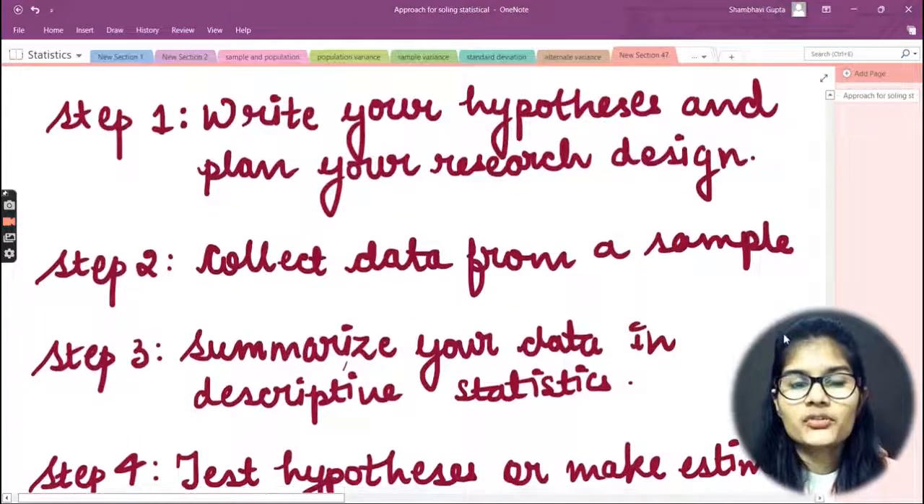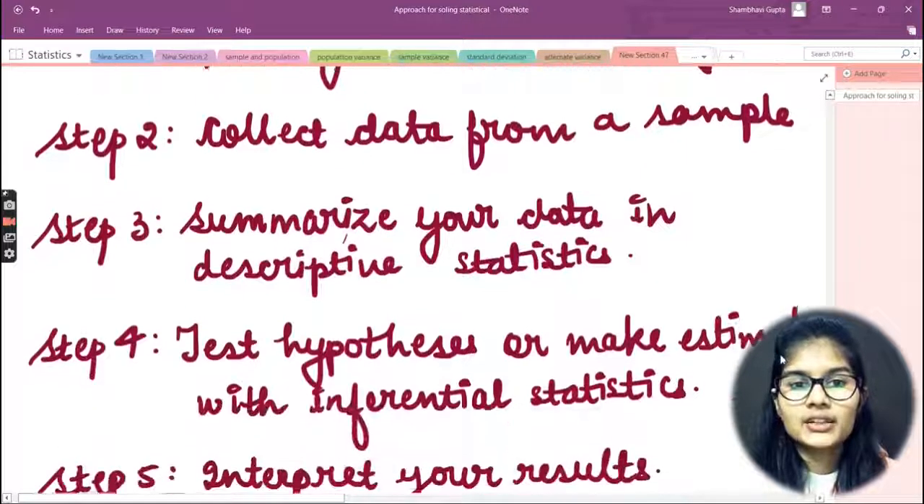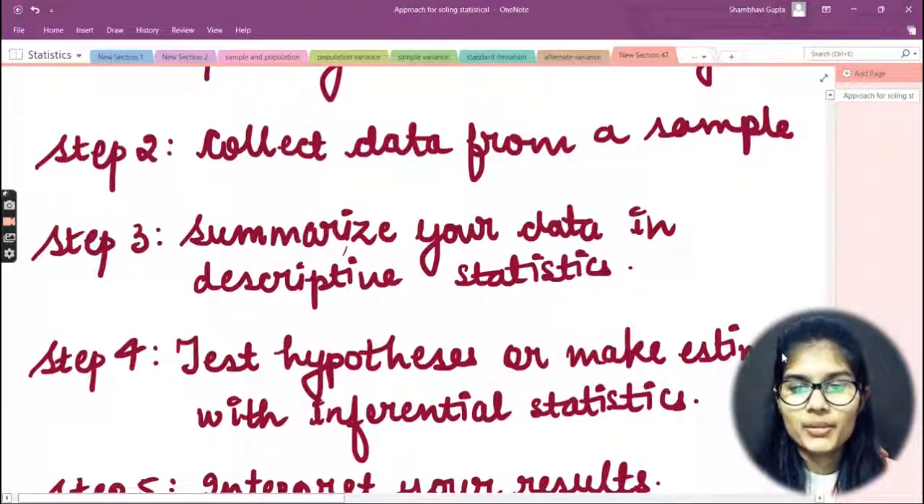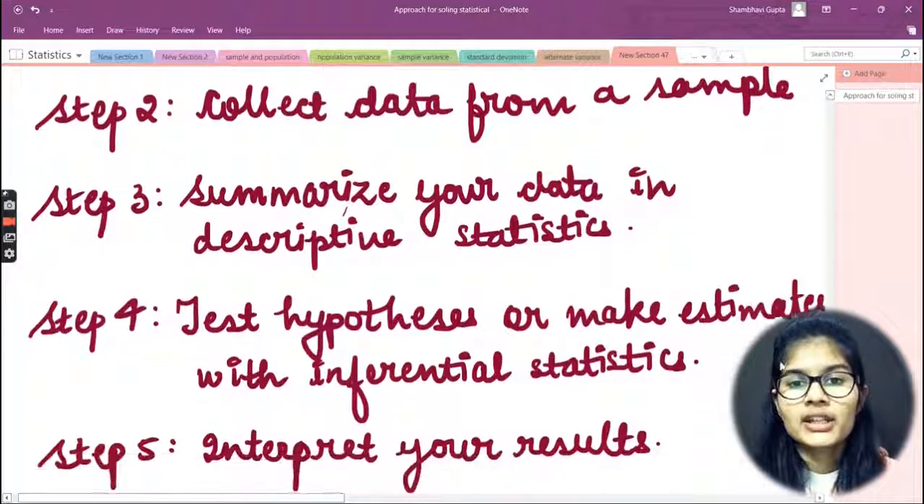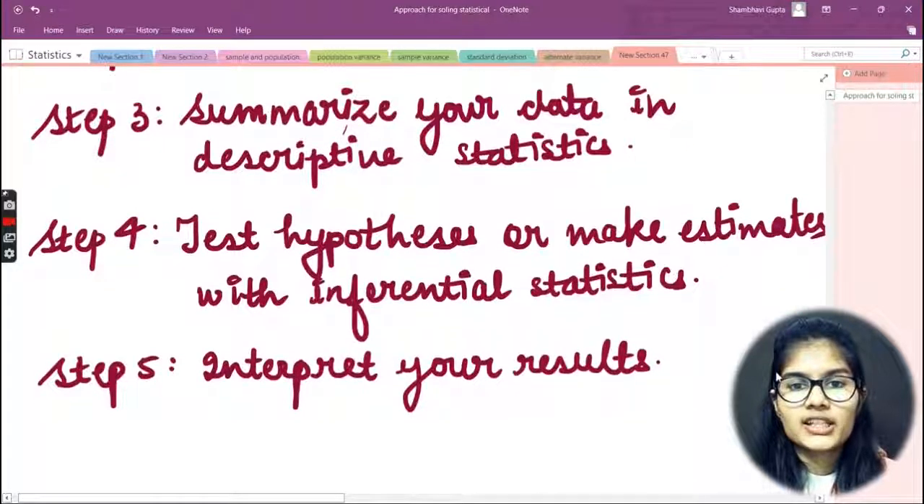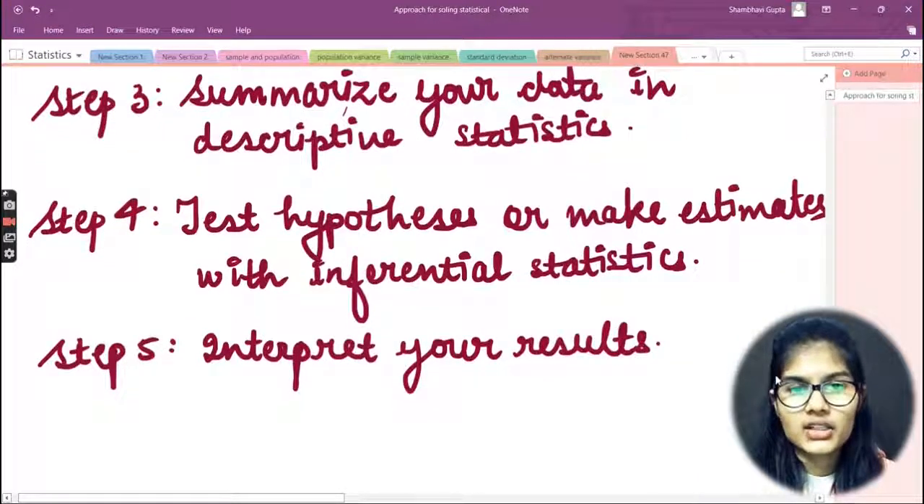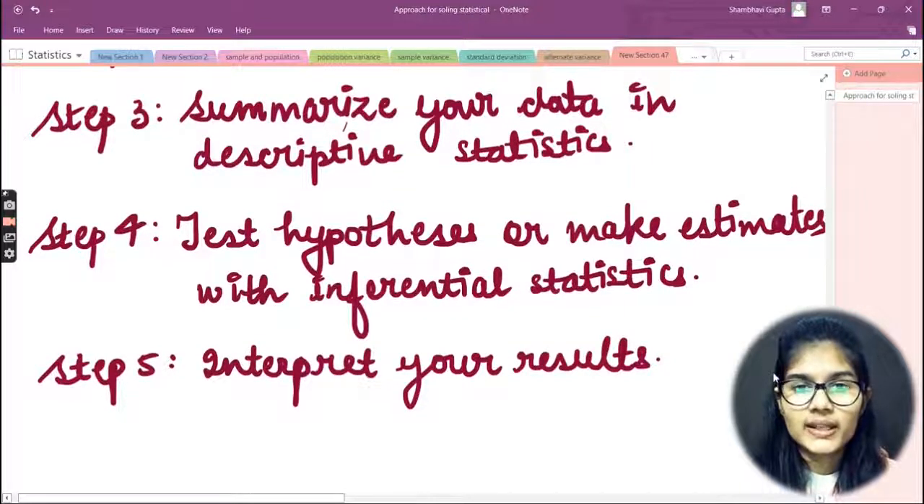all of these steps. So first of all, you have to write your hypothesis and plan your research design, right? The very first step. Then you have to collect data from a sample. Then you have to summarize your data using descriptive statistics. With the help of descriptive statistics, you will be summarizing your data.